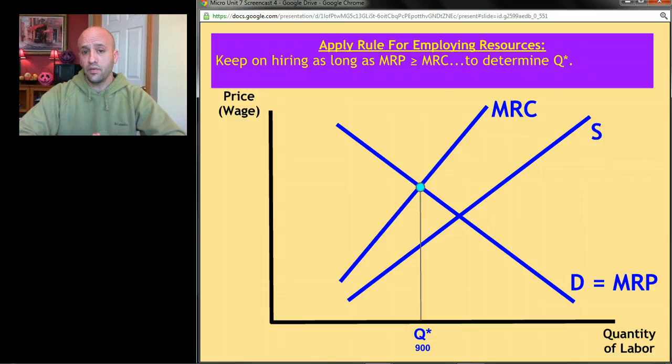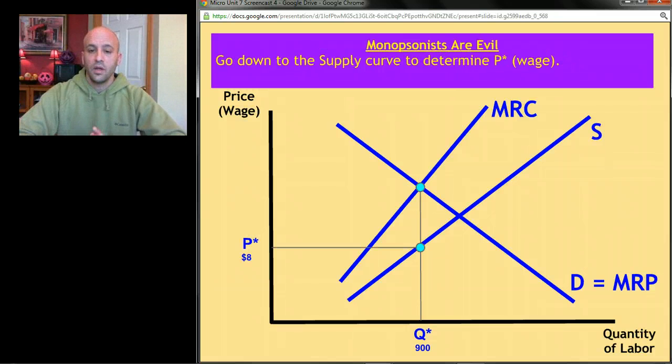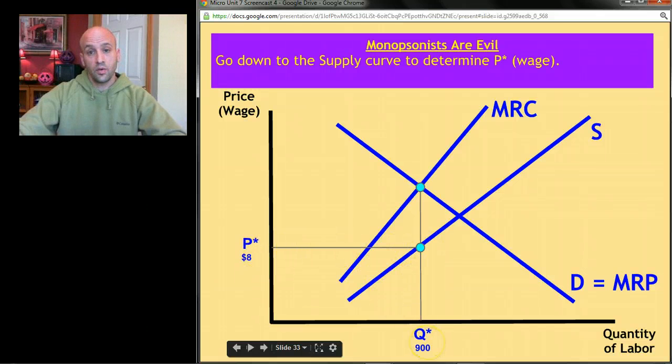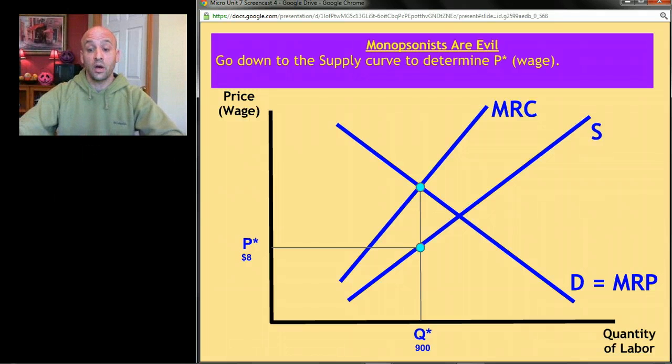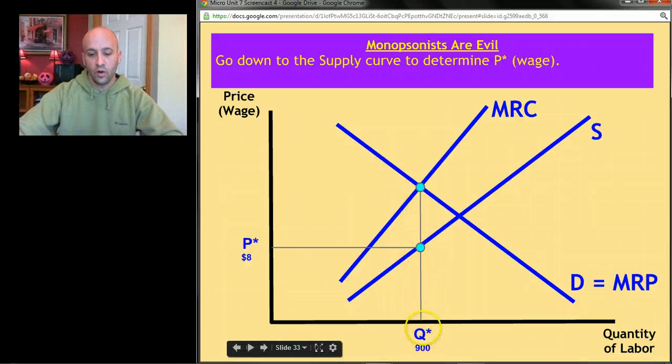Now, monopsonies are evil, just like monopolies are evil. In order to determine the wage rate or the price of the workers, what they're going to do is go down to the supply curve to determine the wage. They know they want a certain quantity of workers, and they want to pay those workers as little as they can in order to get that quantity. Well, that's what the supply curve tells them. It tells them that if they want 900 workers, they have to pay a price or a wage of $8. They could pay this nice high wage if they wanted to, but they don't want to. They're profit maximizing evil bastards, and they're going to pay the lowest wage they can in order to get that quantity.